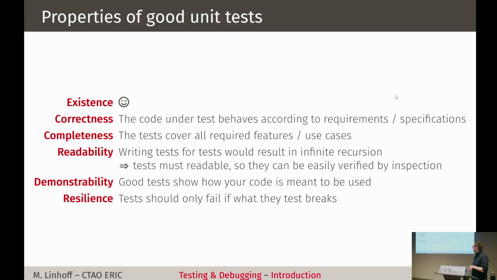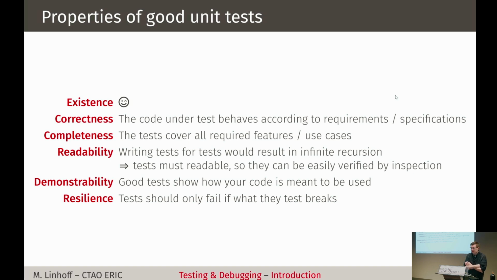So what are good unit tests? I have here a list of criteria you can evaluate your unit tests from. First of all, they should exist, right? Otherwise, we can't really work. Then, of course, the correctness aspect of it. So the test should make sure that the code that is tested behaves according to your requirements or specifications. Then for the overall unit test suite, we have the completeness criterion. So you should cover all of your code. And we will see how we can actually compute this later in the lecture.